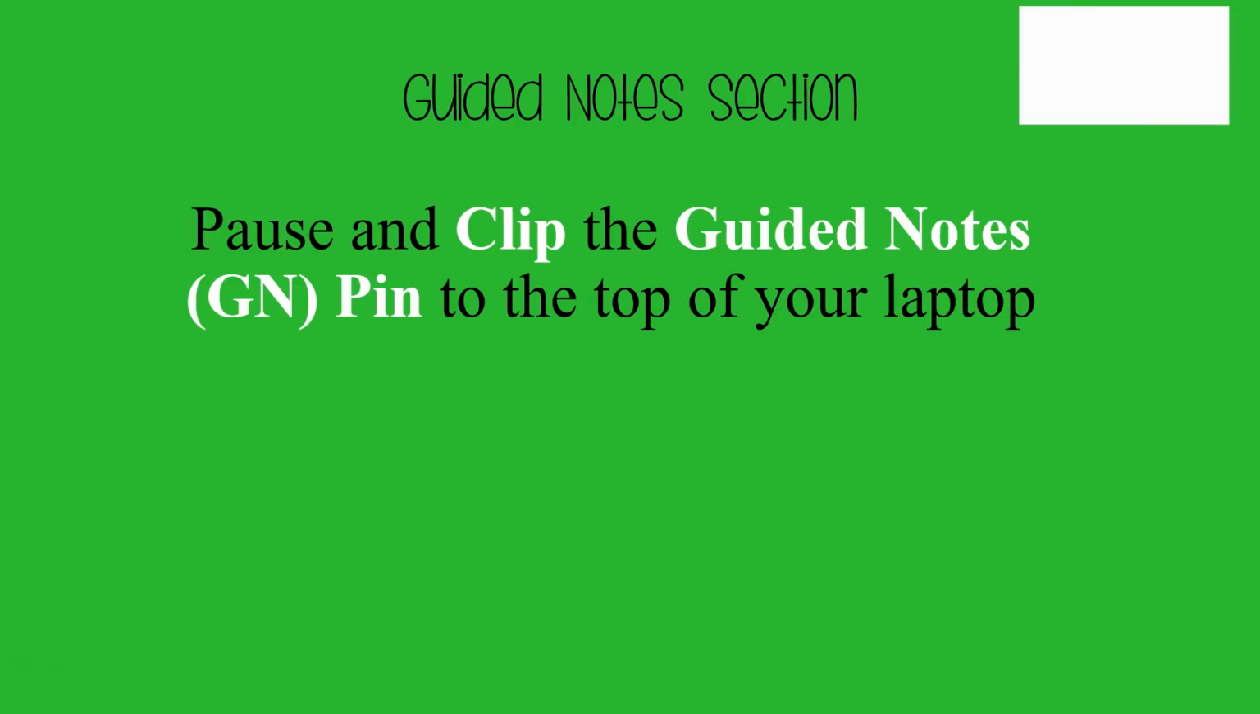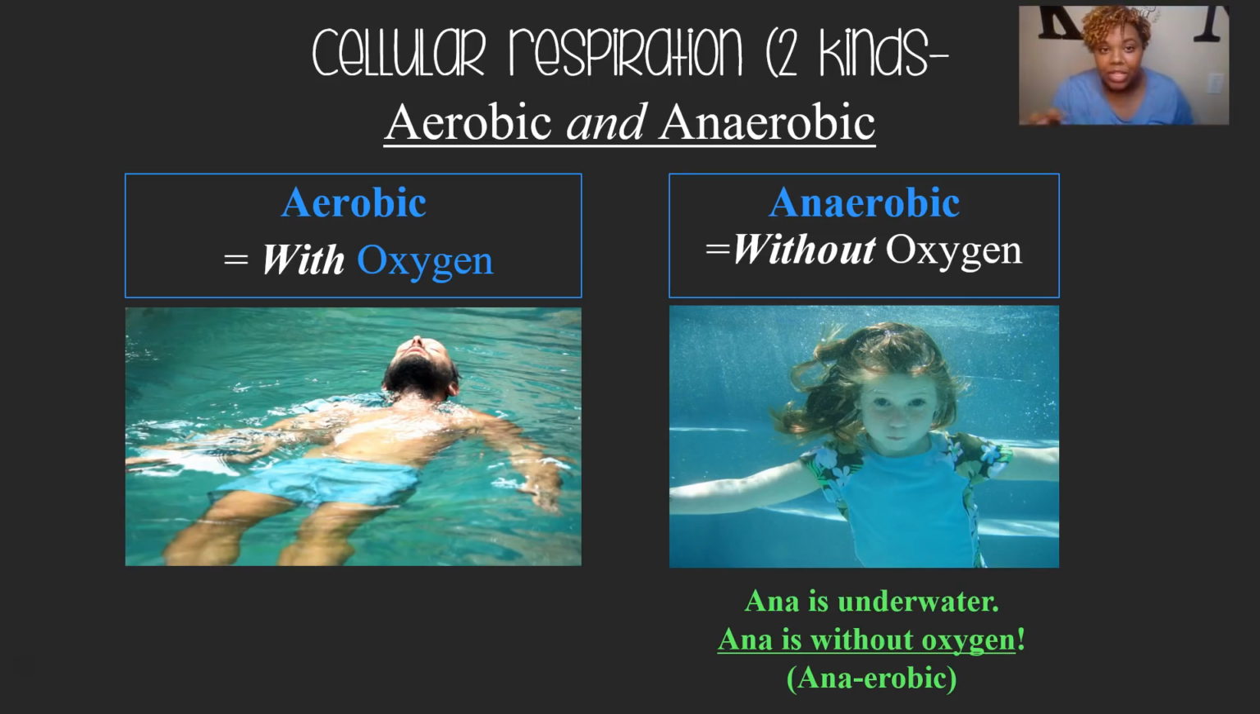All right, back to the notes. So there are two kinds of respiration. You have aerobic and anaerobic. Aerobic is with oxygen. So air, so it's with oxygen. Anaerobic is without oxygen. I found this picture of this little girl. I don't know, for whatever reason, she looks like an Anna, okay? So Anna is underwater. Anna is without oxygen. Anaerobic. I'm so dope. Like, best teacher ever.